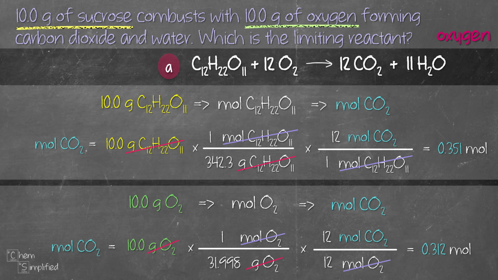To recap, in order to find the limiting reactant, we need to first start out with a balance equation, and then we convert from the given information to find the mole of one of the product. And then we do the same thing for the other reactant to find the mole of the same product as well. The reactant that forms the least amount of product, that is the limiting reactant.